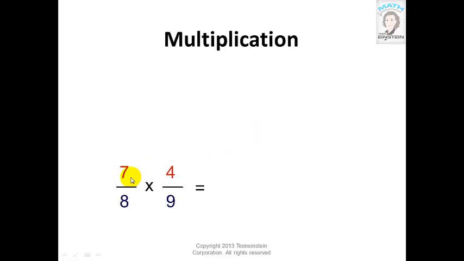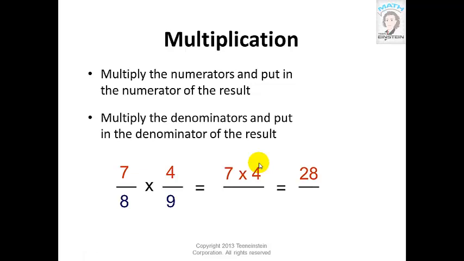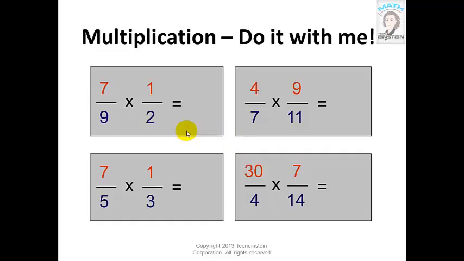So multiplication. If you want to multiply 2 fractions, multiply the numerators and put that in the numerator of the result. Multiply the denominators and put that as the denominator. That's all, very simple. Just multiply the numerators, multiply the denominators. Don't cross over anything. Okay? Very simple case.